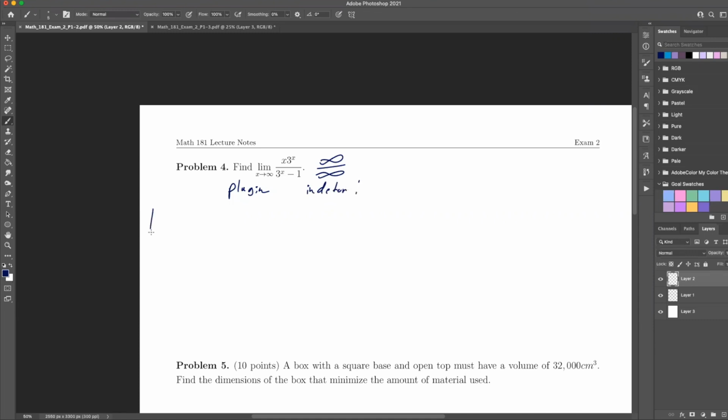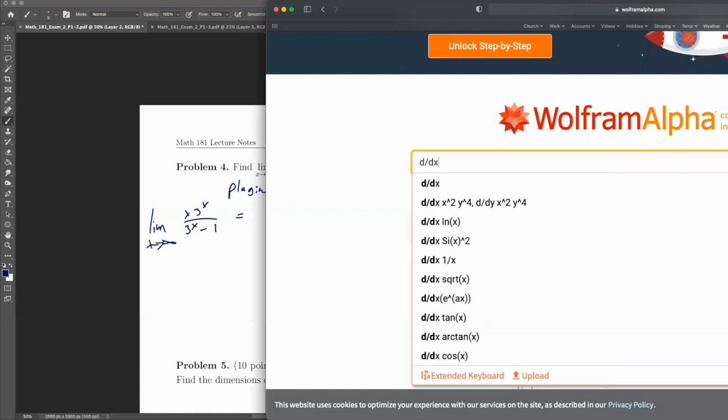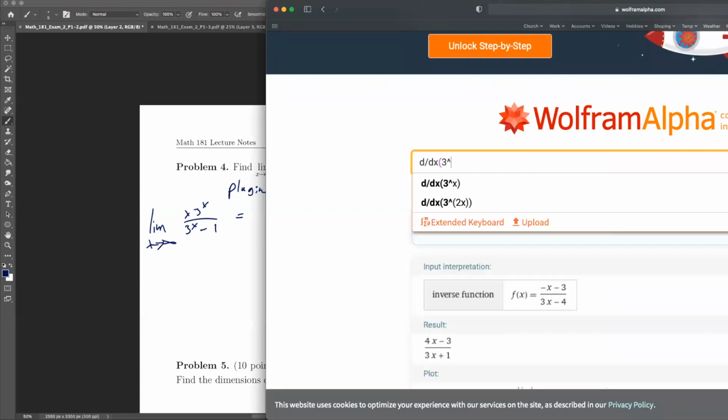And so we'll go ahead and say, the limit as x approaches infinity of x over is equal to its derivative. So what's the derivative up top? Well, here's a quick question. What's the derivative of 3 to the x? You guys remember this? Remember how to do this? d/dx of 3 to the x.